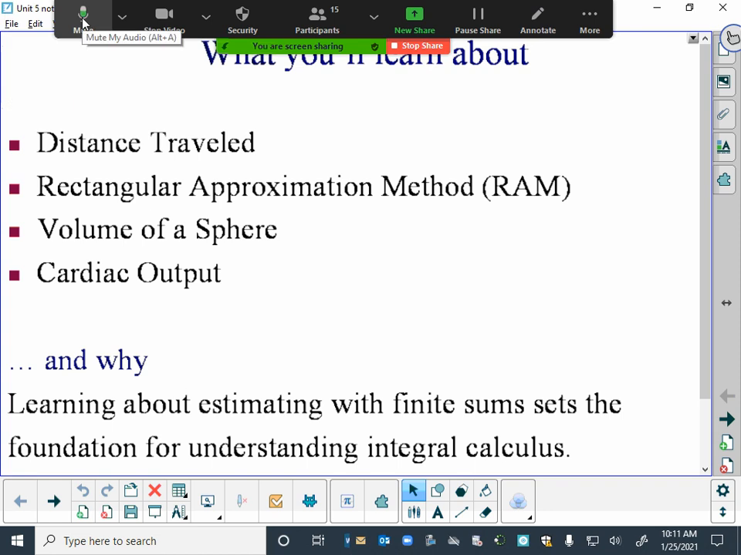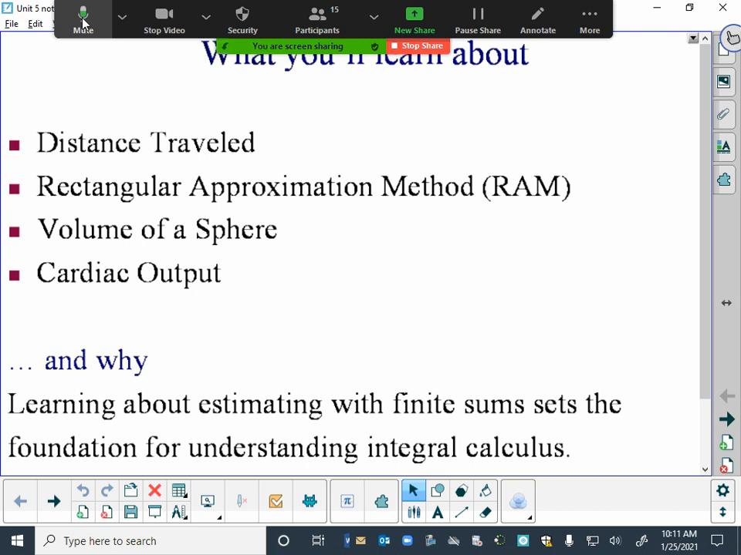All right, so we're going to talk about distance traveled. Remember, first semester we were talking about rates, speeds, velocity, that kind of thing. This is distance traveled, something called the rectangular approximation method, which fortunately for West Valley High School students is abbreviated RAM, so it feels a little personal there. Potentially get to talking about the volume of a sphere and examples such as cardiac output.